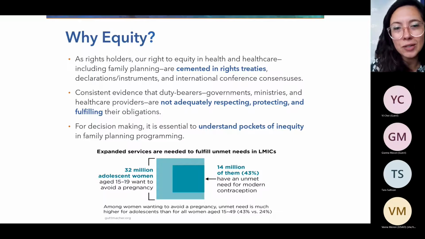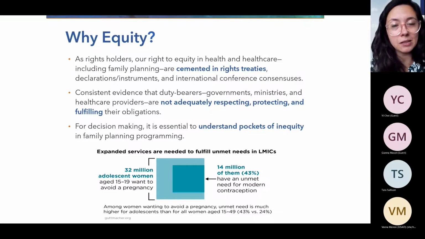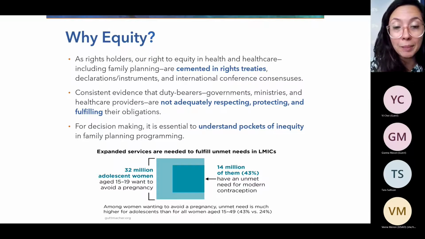There have been many studies over the years really getting into the equity and inequity dimensions of healthcare services, including family planning. But in order for us to get to a place of equity, we really have to understand where the pockets of inequity are and which subgroups are especially affected. And it's incredibly important to give that information to decision makers so that they can use it in programming. So this is just one example.